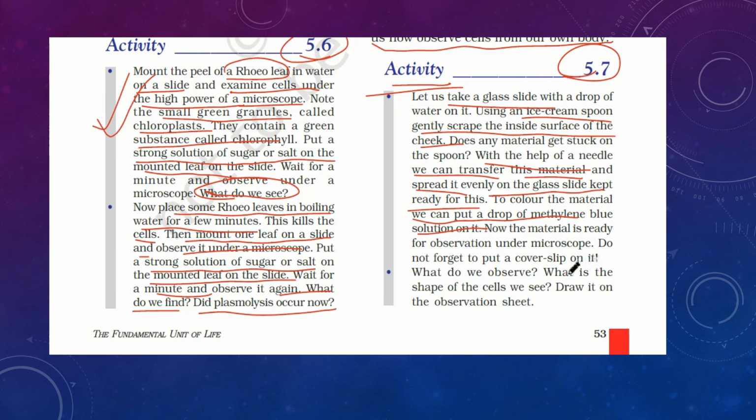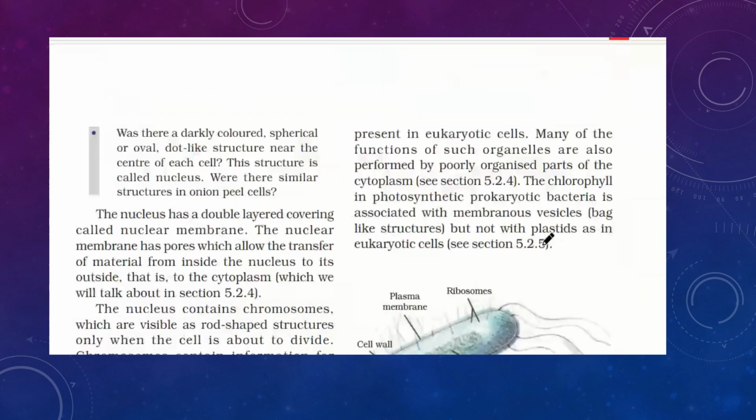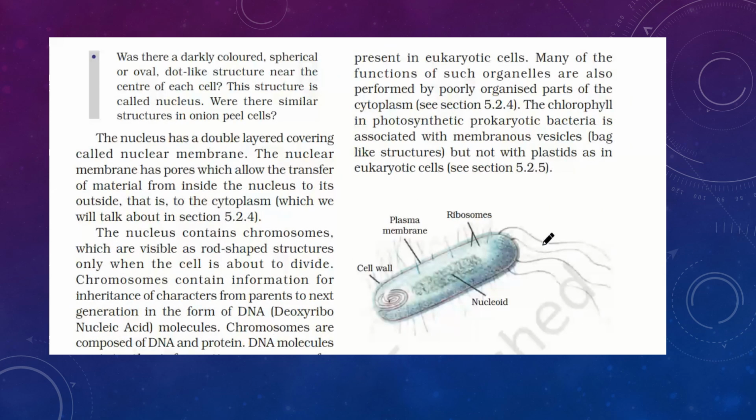What do we observe? What is the shape of the cells we see? Draw it on a sheet of paper and write the observation. Was there a darkly colored spherical or oval dot-like structure near the center of each cell? This structure is called the nucleus. The same nucleus we observed in the onion peel cells, we observed in our own cheek cells, that is, our own animal cells also.